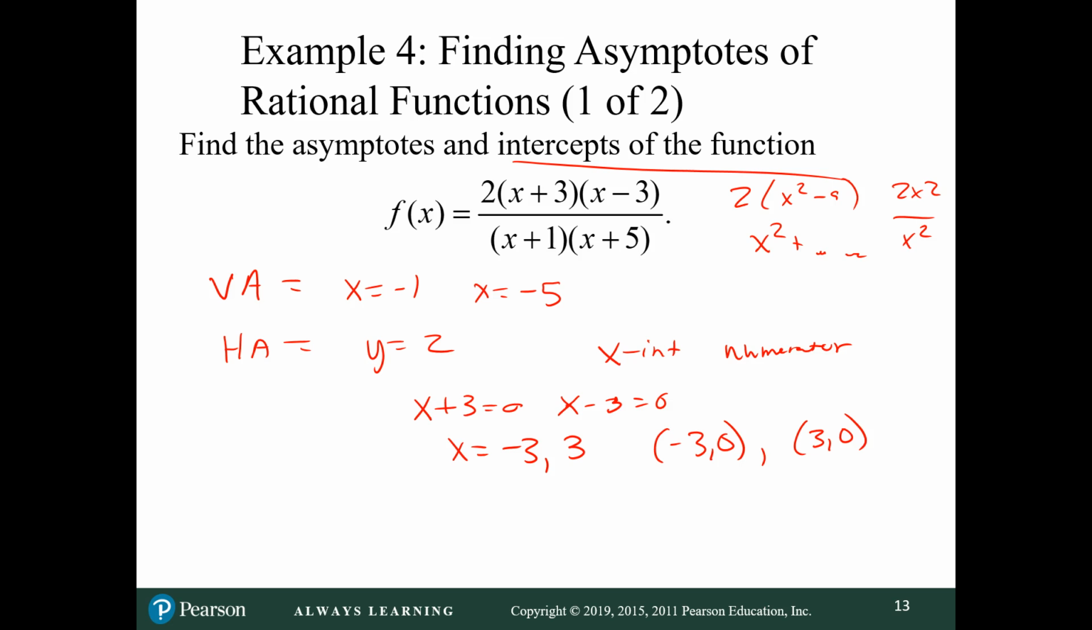Well, to have a y-intercept, your x value has to be what? 0. So you put in 0 everywhere there's an x. So for your y-intercept, it's going to be 0 something. Well, if we put in a 0 here, a 0 here, a 0 here, and 0 here, it's 2 times 3, which is 6, times negative 3, which is negative 18, over 1 times 5 is 5. So it's negative 18 fifths is our y-intercept.